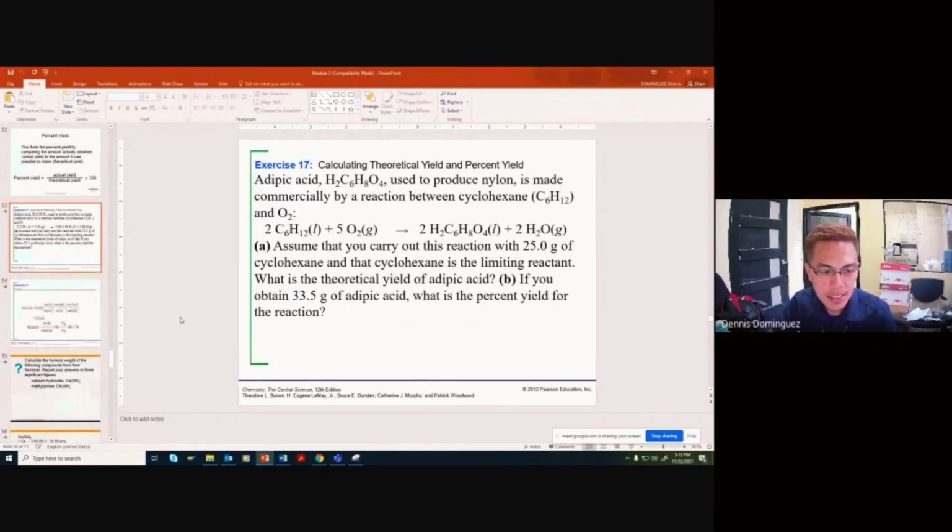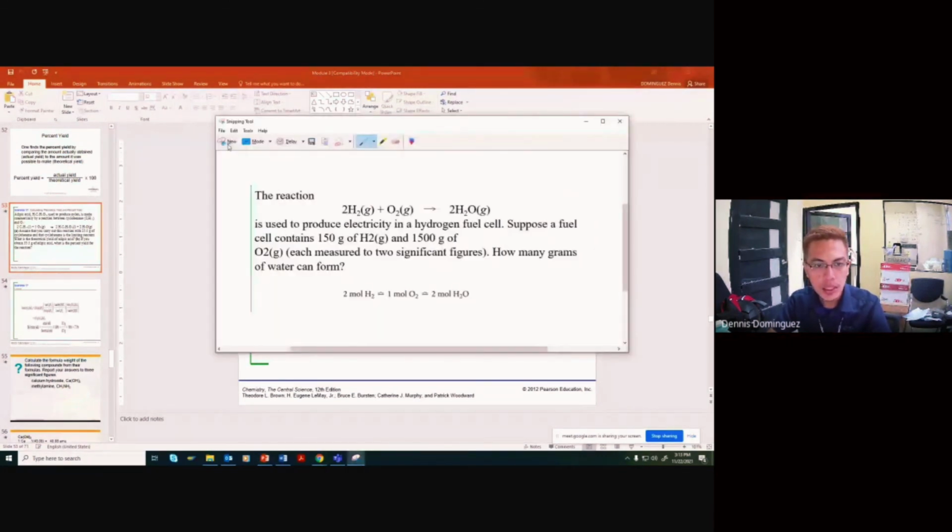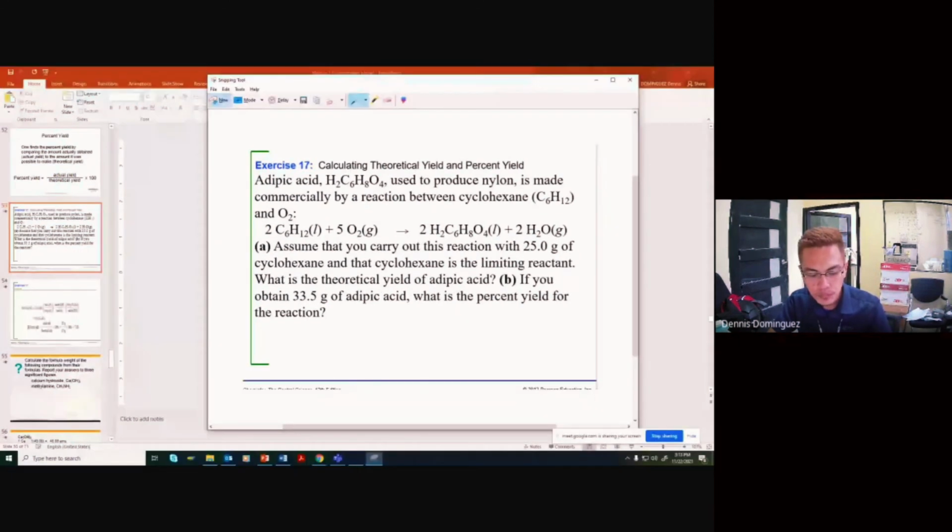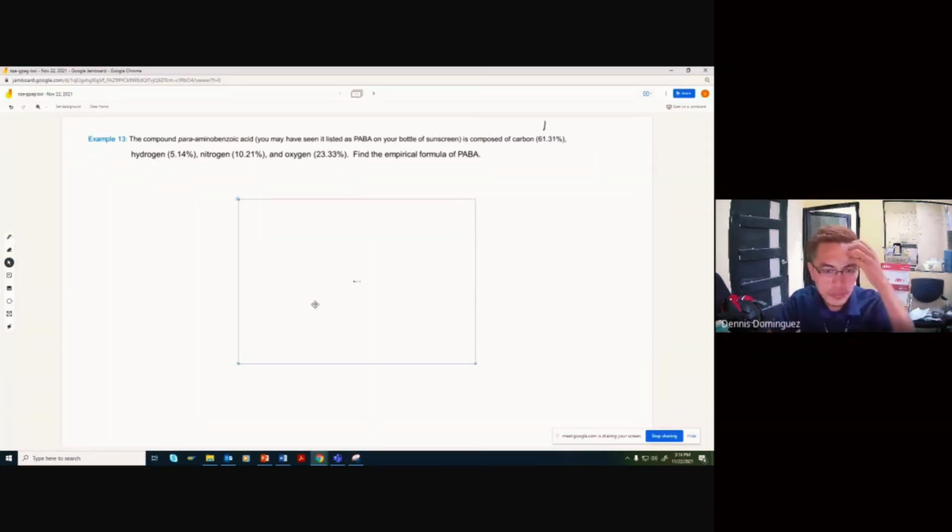So last example, adipic acid or H2C6H8O4 used to produce nylon is made commercially by reaction between cyclohexane or C6H12 and O2. Now, we have the balanced reaction below. And then the question is, assume that you carry out this reaction with 25 grams of your cyclohexane and the cyclohexane is the limiting reactant. What is the theoretical yield of the adipic acid?